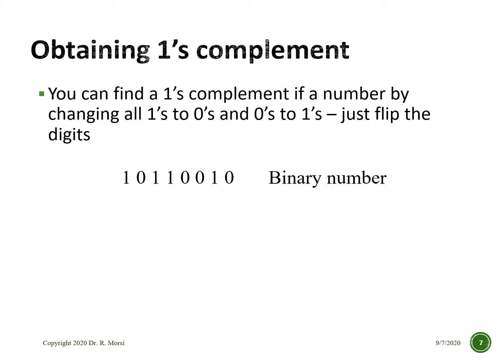To find the 1's complement of a number, all you have to do is flip the digits. If we have a binary number like 10110010, all we have to do is flip each 1 to a 0 and each 0 to a 1, and we will get the 1's complement of the number. That's all we have to do. Every 1 turn it to a 0, every 0 turn it to a 1, and we've got the 1's complement of the number.